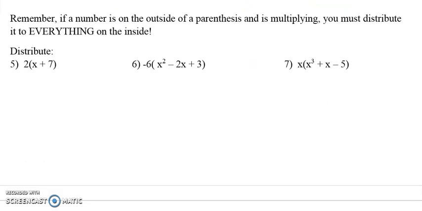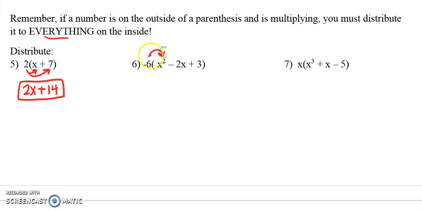Remember, if a number is on the outside of a parenthesis and it is multiplying, you must distribute it to everything on the inside. It's a party, guys. Make sure this person mingles with everybody. So 2 times x is 2x, and 2 times 7 is 14. And these two are not like terms, so we're done.